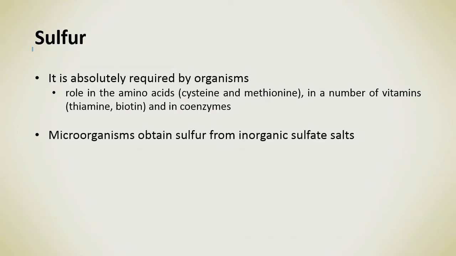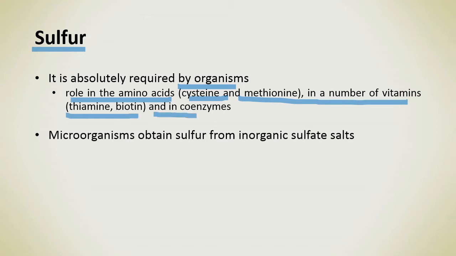Okay, the following one is sulfur. Sulfur is required by organisms because of its structural role in amino acids such as cysteine and methionine, and in a number of vitamins, including thiamine and biotin, and in coenzymes. Coenzymes are organic molecules that are required by certain enzymes to carry out the catalysis process. Microorganisms usually obtain sulfur from inorganic salts.